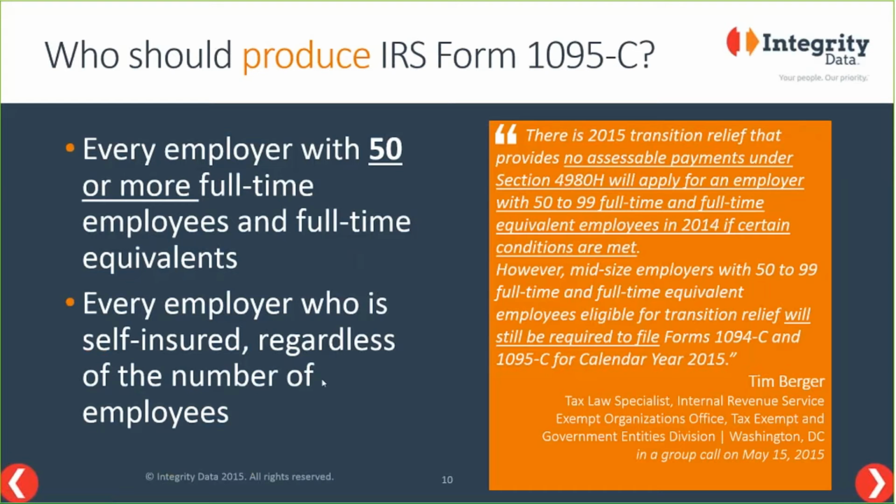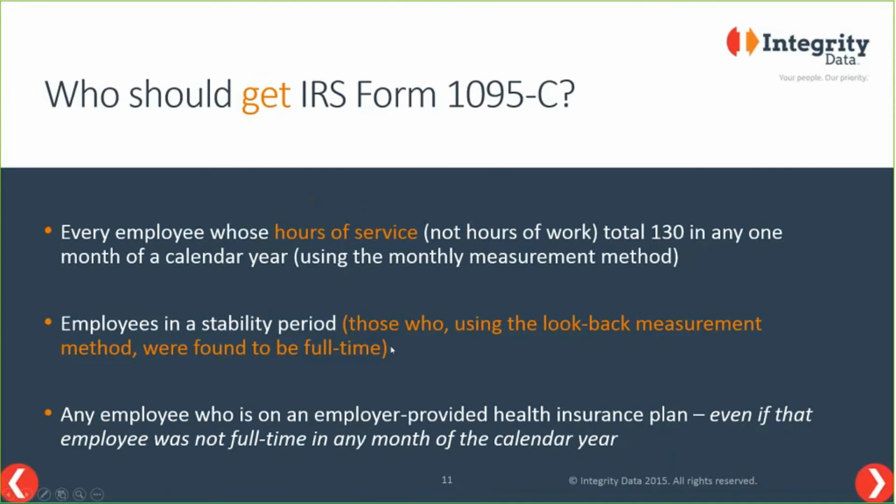Okay, so when you have fewer than 50 employees in a self-insured organization, it's a little bit different in the form filing. But for all intents and purposes, with 50 or more FTEs, you need to be compliant with the Affordable Care Act. Now, who gets Form 1095-C? And this is where we get into a little bit of the eligibility conversation.